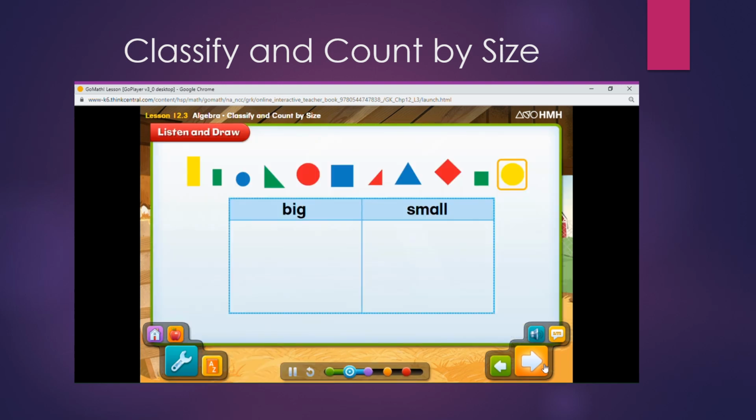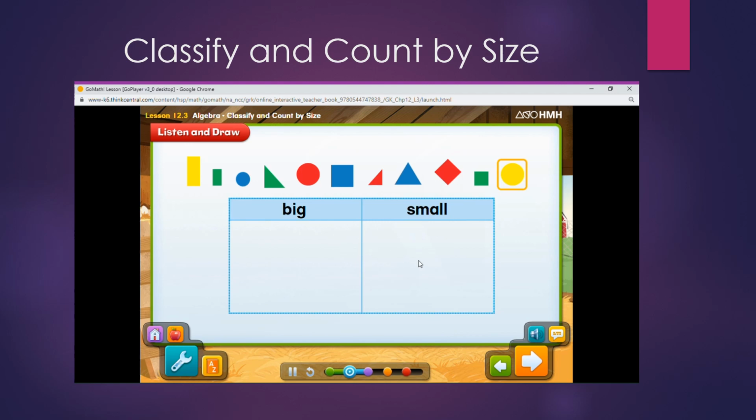Shapes can be different sizes. This shape is big. And this shape is small. The yellow circle is big compared to the blue circle. The blue circle is small compared to the yellow circle. What shapes do you have? Circles, squares, triangles, and rectangles. What are some ways you can sort and classify these shapes? By shape or color. How can you sort and classify these shapes another way? You can sort by size.